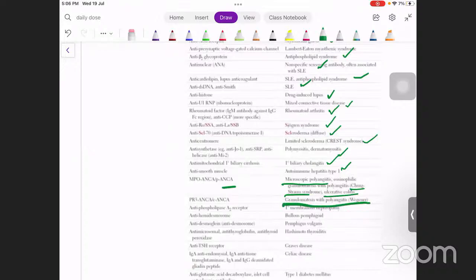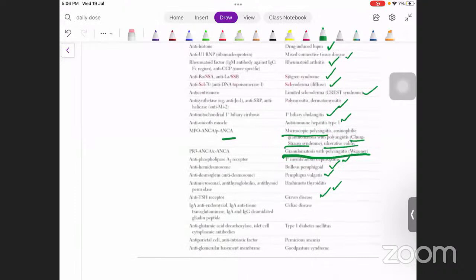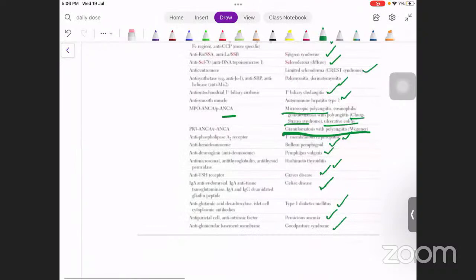granulomatosis with polyangiitis, that is Wegener's granulomatosis; APLA2, primary membranous nephropathy; hemidesmosome, bullous pemphigoid; desmoglein, pemphigus vulgaris; microsomal, Hashimoto thyroiditis, that is anti-TPO; TSH receptor, Graves' disease; and anti-endomysial or transglutaminase, celiac disease; glutamic acid decarboxylase or islet cell cytoplasmic antibodies, type 1 diabetes; anti-parietal cell, pernicious anemia; anti-GBM, Goodpasture.